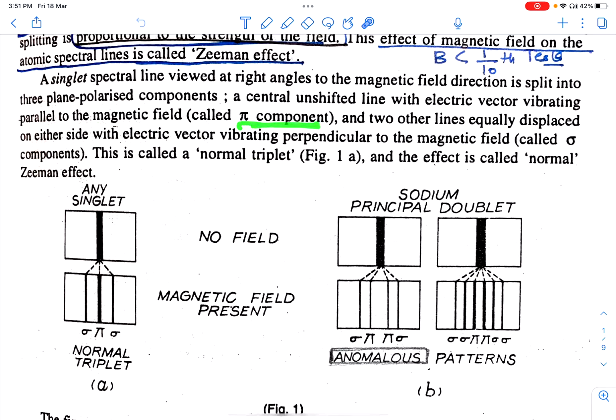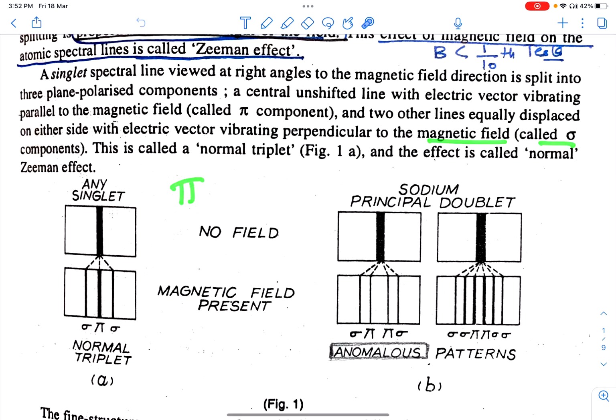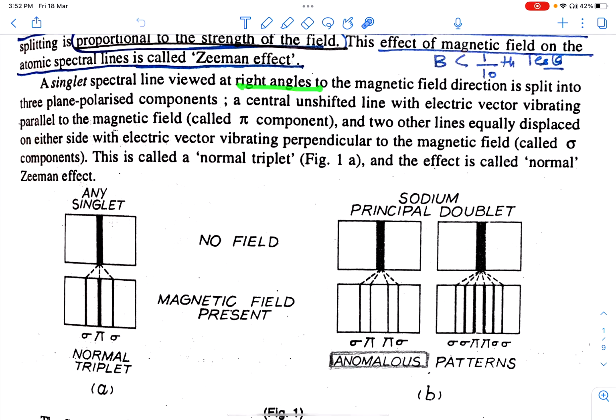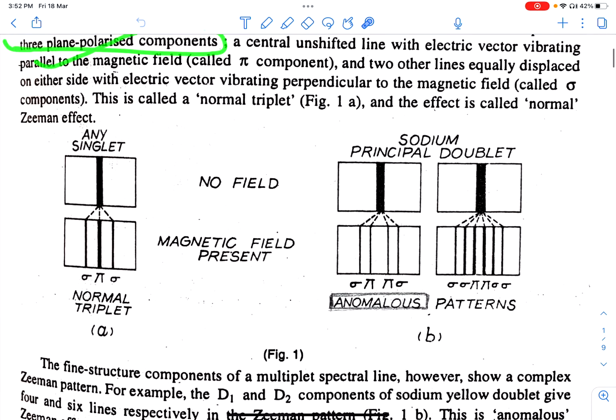This is called the pi component, and the lines equally displaced on either side are called sigma components. Pi components correspond to delta m equal to 0, and delta m equal to plus or minus 1 corresponds to sigma components, right. This is called the normal triplet. So the concept of the normal triplet is that singlet states, when viewed perpendicular to the magnetic field, split into three plane polarized components. It's called normal.